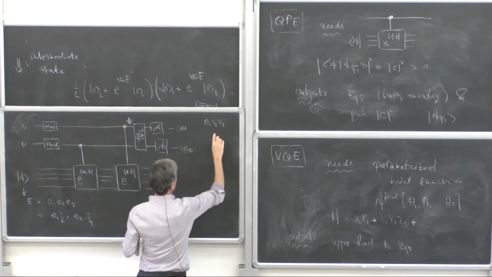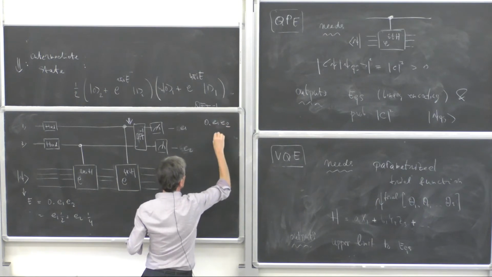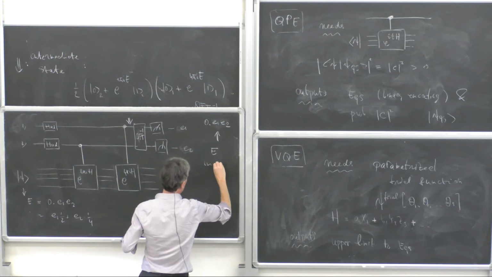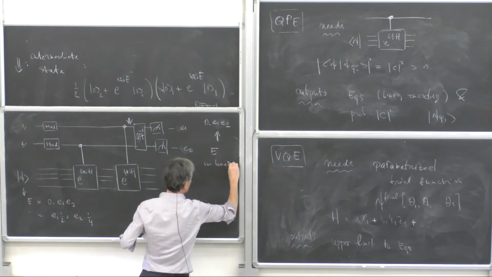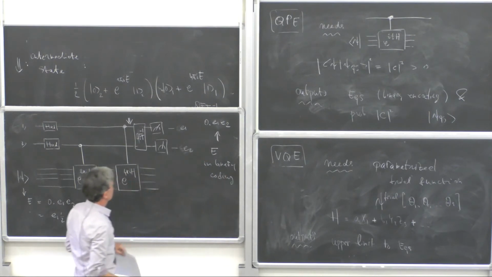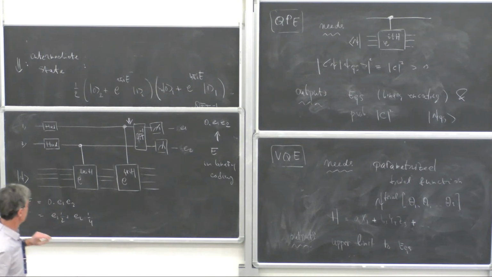And my energy value is going to be E1, E2. This is my E in binary coding. Okay, I have to tell you a little bit more about this QFT thing, but now it's done, right? So this is what we achieved for 1 qubit, now we do it for 2 qubits.